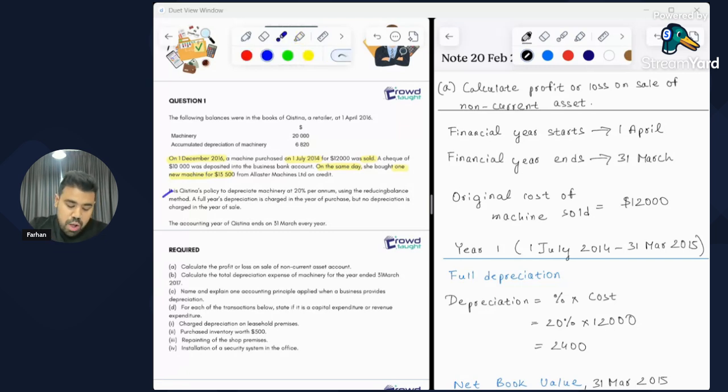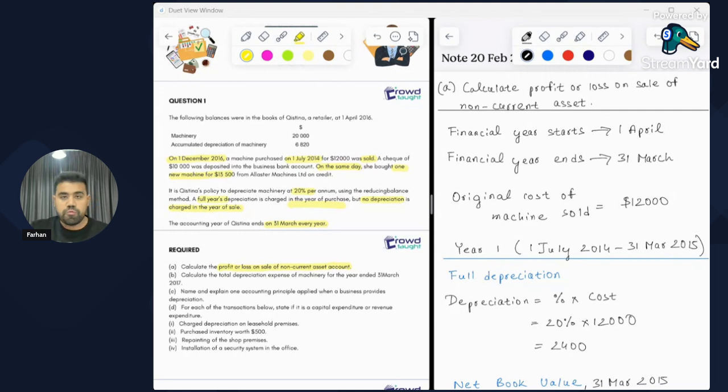It is Christina's policy to depreciate machinery at 20% per annum using the reducing balance method. A full year's depreciation is charged in the year of purchase, but no depreciation is charged in the year of sale. The accounting year of Christina ends on 31 March every year. So the first question is to calculate the profit or loss on disposal of the non-current asset.